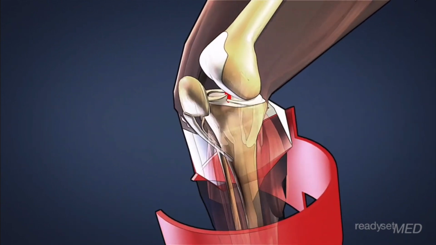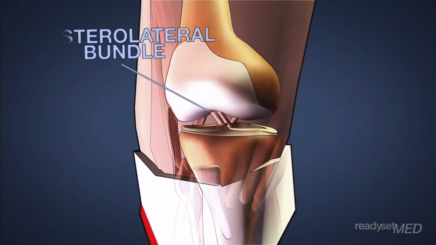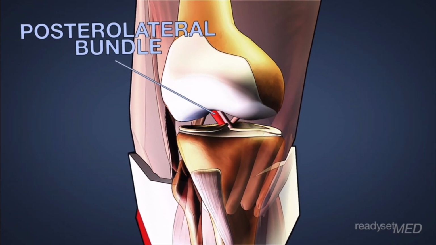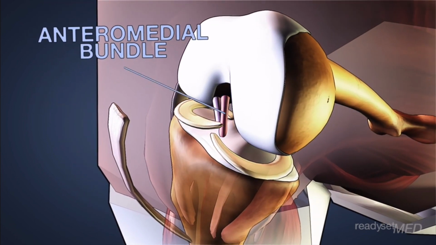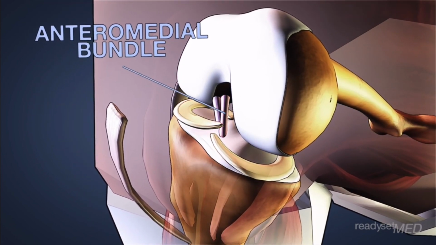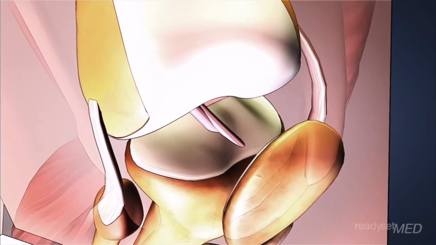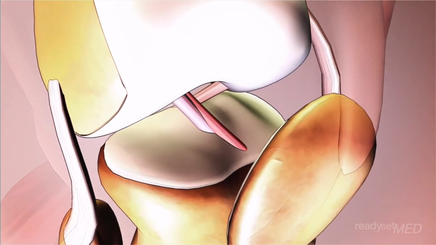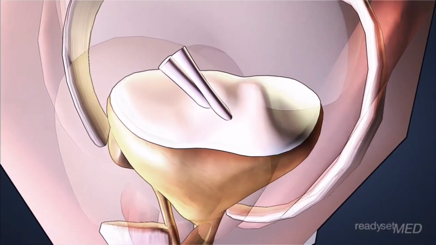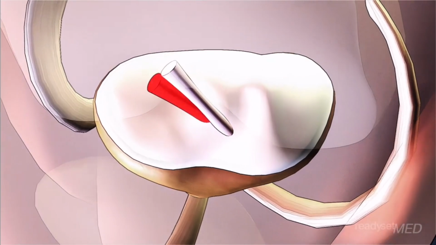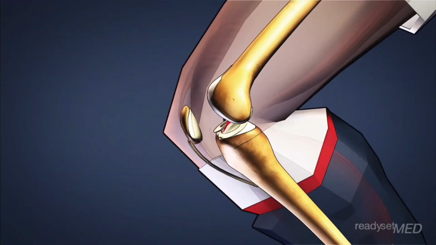Specialized mechanoreceptors, including Ruffini corpuscles, Pacinian corpuscles, Golgi-like tendon receptors, and nociceptors, provide proprioceptive feedback to the central nervous system via the posterior articular branches of the tibial nerve. Blood is mainly provided by the middle genicular artery, and the primary composition of the ACL is type 1 and type 3 collagenous fibers.